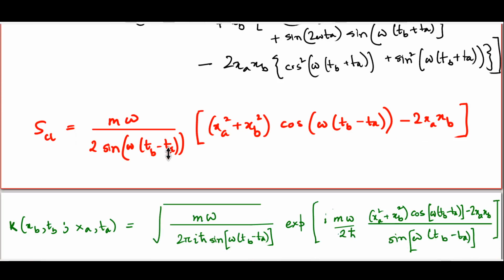Root over m omega by 2 pi i h cross sine of omega TB minus TA times the exponent of i m omega by 2 h cross, xa squared plus xb squared cos omega TB minus TA minus 2 xaxb, divided by sine of omega TB minus TA.